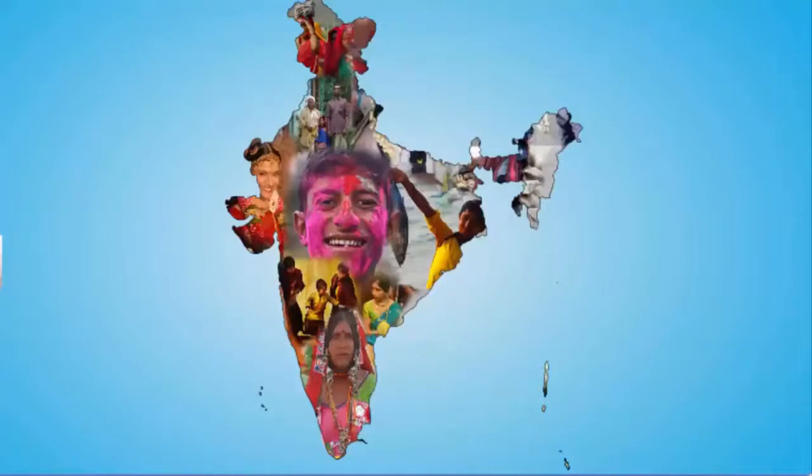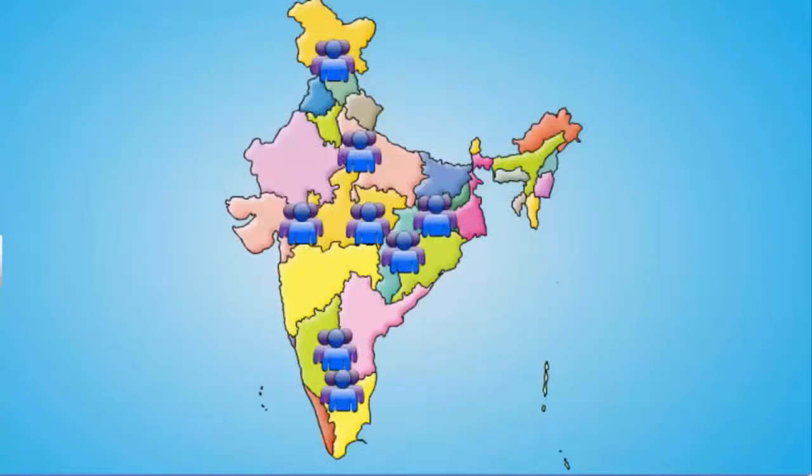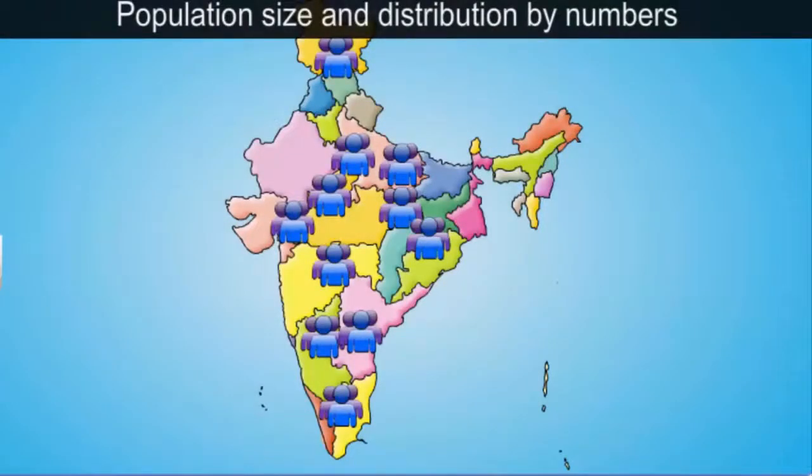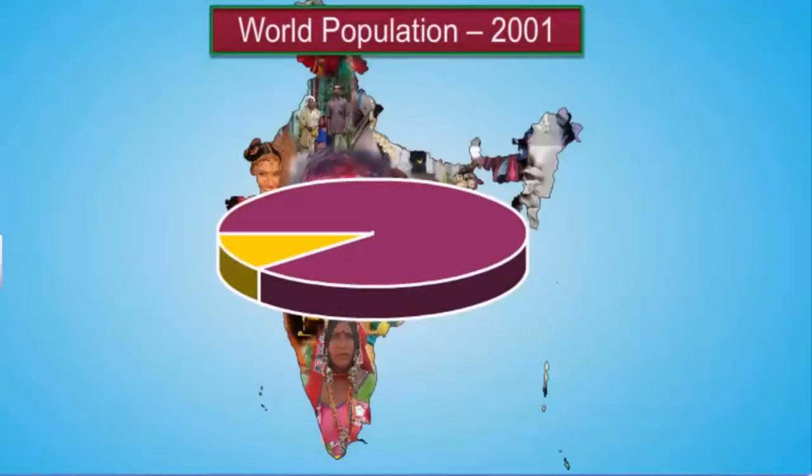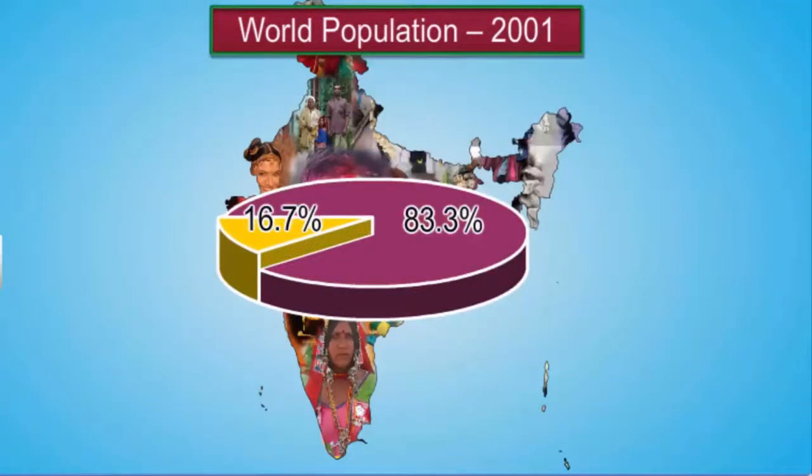Let's first look at population size and distribution. Population distribution can be studied both by numbers and density. Let's first look at population size and distribution by numbers. As per the March 2001 census, India's population stood at 1028 million. This accounted for 16.7% of the world's population.